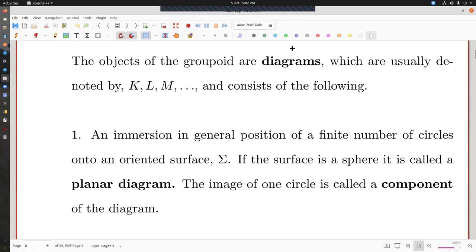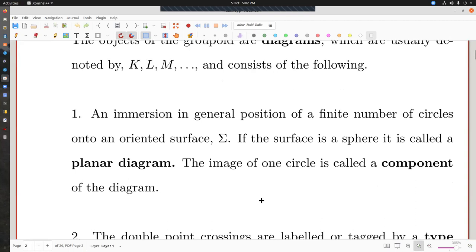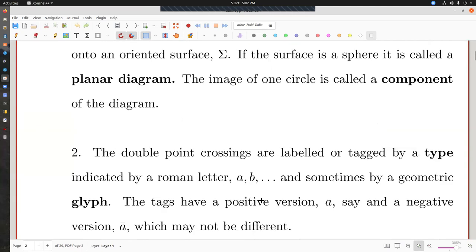I was just letting people come in. Okay, nothing terribly original now. Anyway, because everything is in general position, we've got double points, and these are labeled or tagged by type, indicated by, can somebody turn off their microphone, please? Because we're getting an echo.